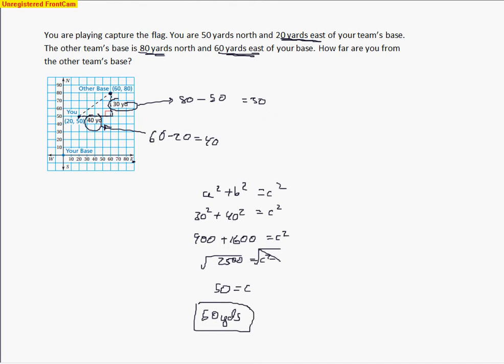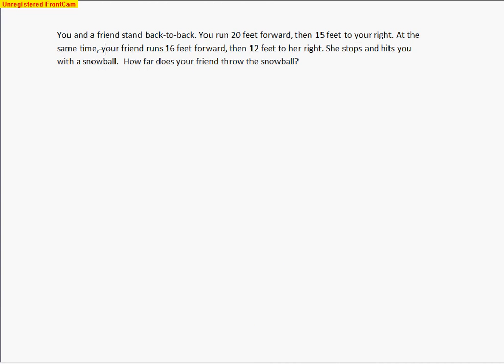So there's another problem that's very similar to that, so let's take a look at it. It says you and your friend are standing back to back. Okay, so here's where you're standing. Now this is you, and you're going to be heading out in one direction. It says you run 20 feet forward and 15 to your right. So we go 20 feet forward, so I'd label that 20 feet, and then you turn right and you go 15 feet.